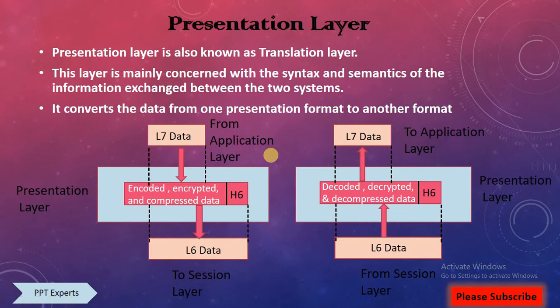The next layer is the presentation layer. The presentation layer is also known as the translation layer. This layer is mainly concerned with the syntax and semantics of the information exchanged between two systems. It converts the data from one presentation format to another format. So the coding part is done in the presentation layer. The data that comes from the application layer is encoded, encrypted, and compressed. All this data is processed, and after going through further layers, the data is decoded, decrypted, and decompressed, and then sent to the application layer. This is the process of the presentation layer.